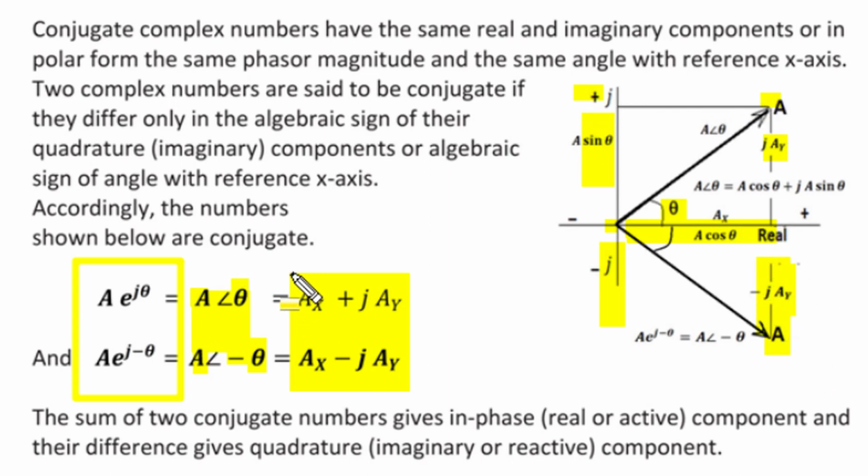When we take the sum or difference of two conjugate phasors, then in the sum the imaginary part vanishes and we get only the real component, whereas for the difference calculation, the real component cancels out and we get only the imaginary or reactive component.